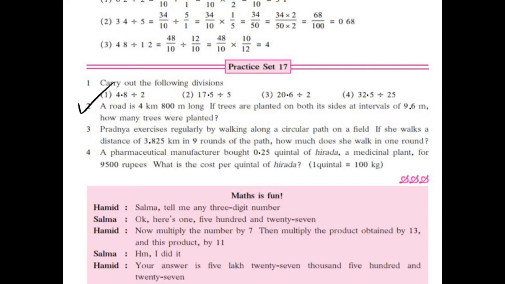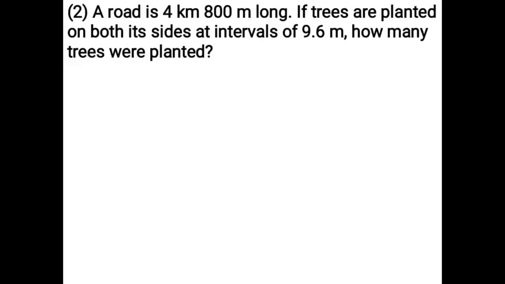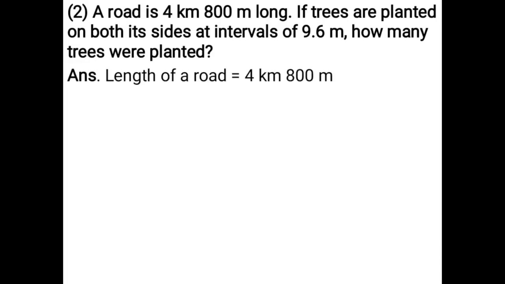A road is 4 km 800 meter long. If trees are planted on both its sides at intervals of 9.6 meter, how many trees were planted? First you have to write the statement. So the statement will be, length of a road is given 4 km 800 meter.